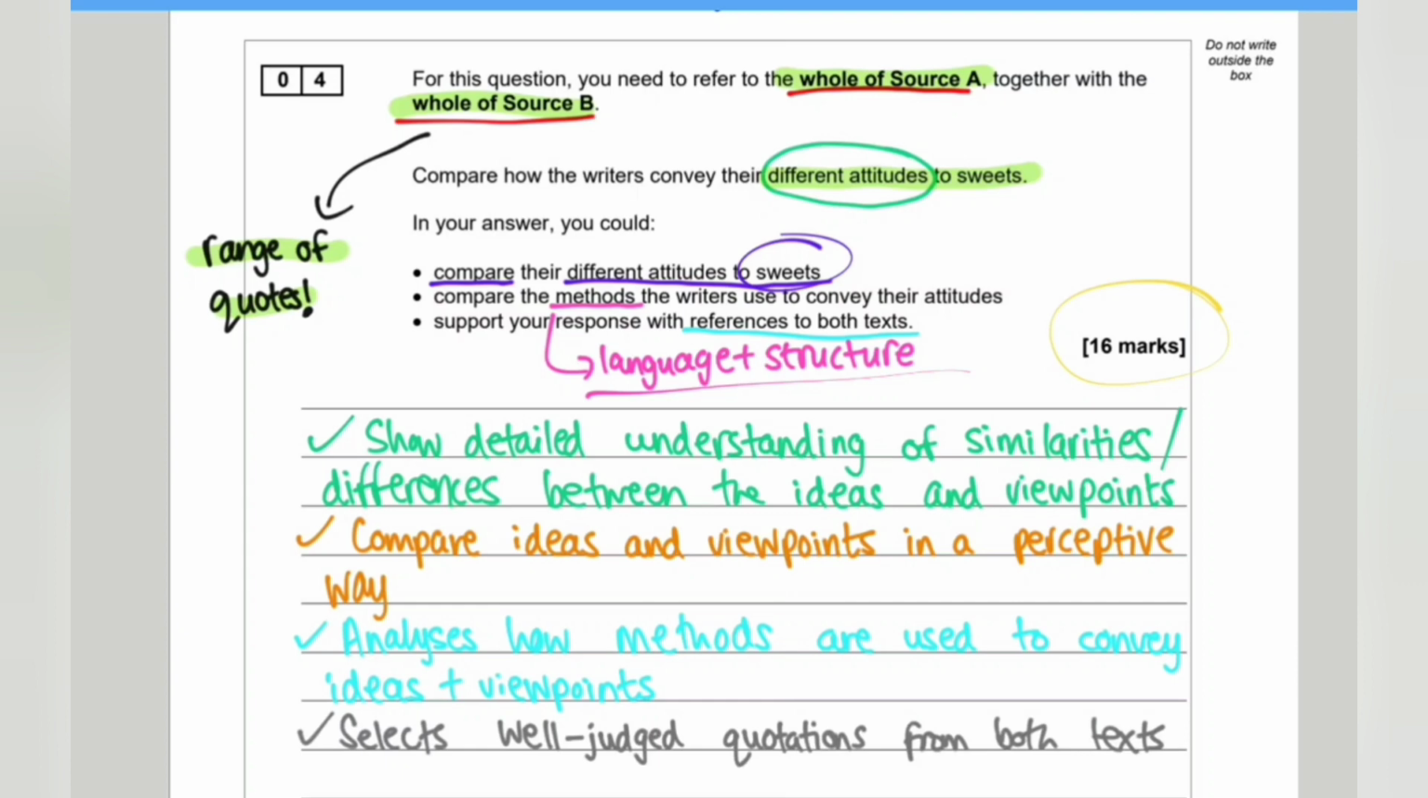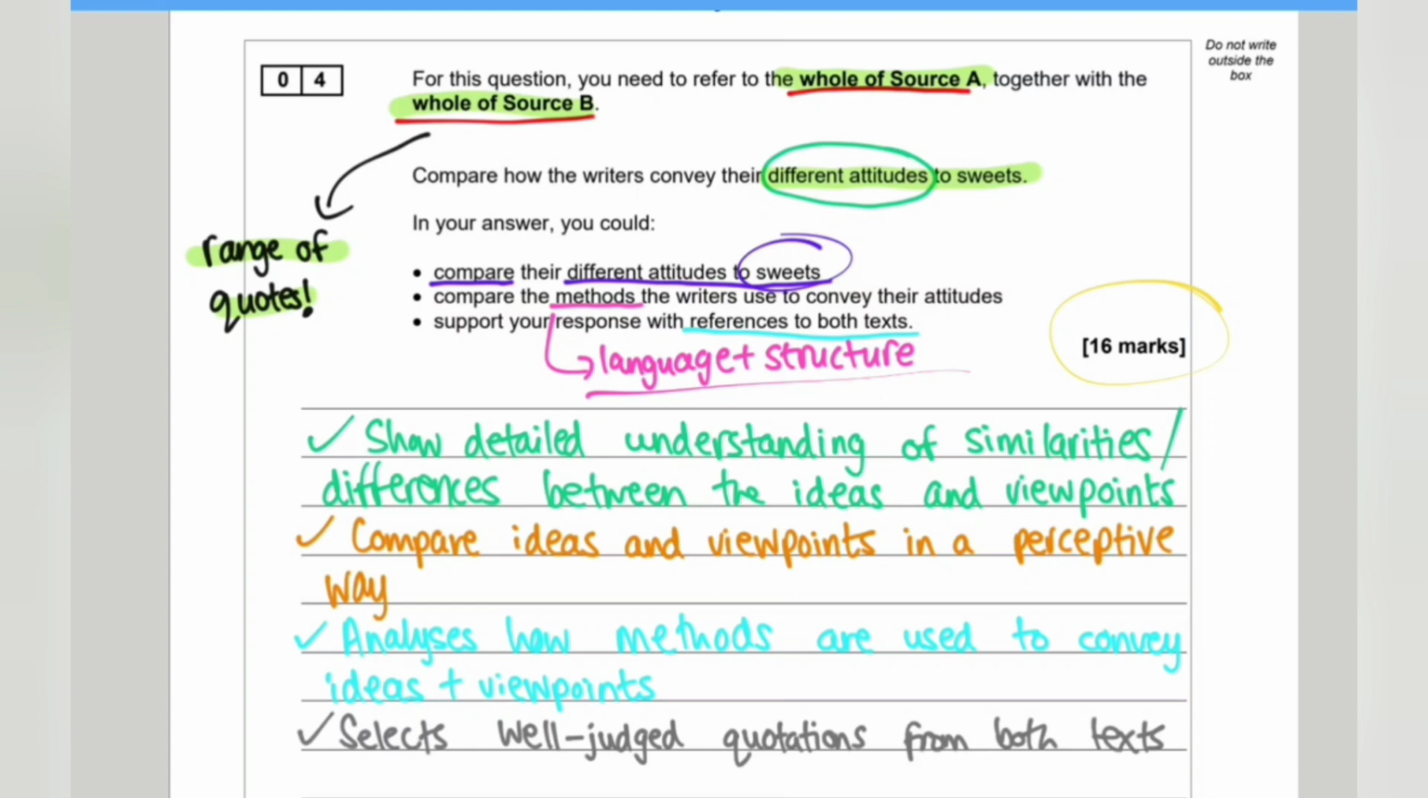So for this question, in simple terms, you need to use a range of quotes from Source A and Source B, and most likely they'll ask you to compare the differences. It could be the similarities, but most of the time it's looking at the differences. So if you're looking at the different attitudes, you need to support it with the writer's methods in both Source A and Source B. So you need to look at language and structure and also learn the mark scheme. This is how you will ace Question 4.